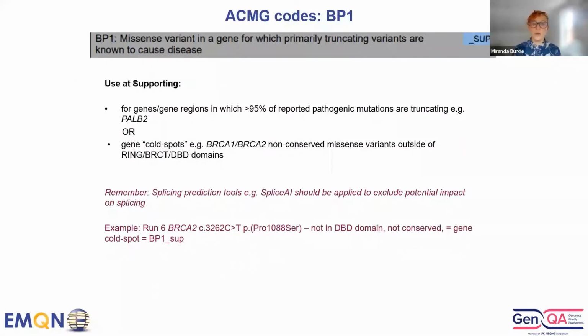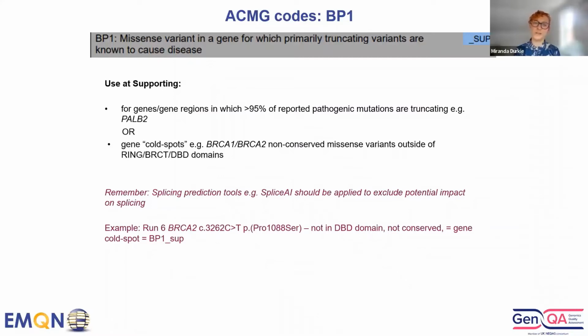So another code that can cause problems, and we've already received some questions about, is BP1. So this is a missense variant in a gene for which primarily truncating variants are known to cause disease. And there are 2 good uses of this. First, for genes where the vast majority of reported pathogenic mutations are truncating. So a good example is PALB2. Or the other usage is for gene cold spots.